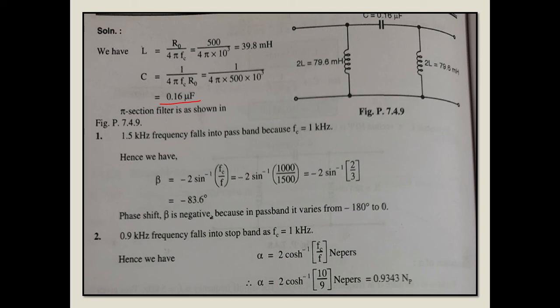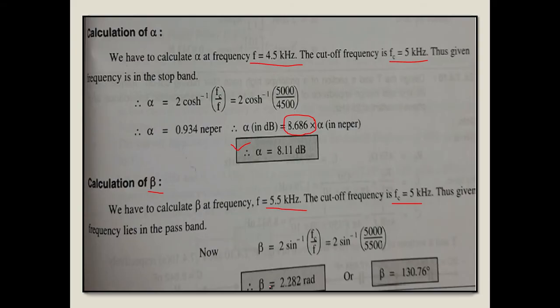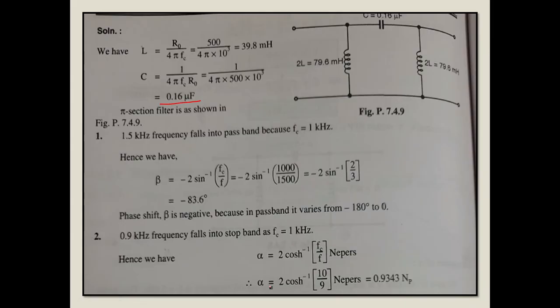You keep that in mind. So the 0.9 kilohertz frequency falls into the stop band, below the cutoff frequency fc, which is equal to 1 kilohertz. So alpha is equal to 2 cos inverse of fc upon f, in Nepers, which is 2 cos inverse of 10 upon 9, and it becomes 0.9343 Neper. If it is converted into decibel, then you multiply by 8.686 into the original term.